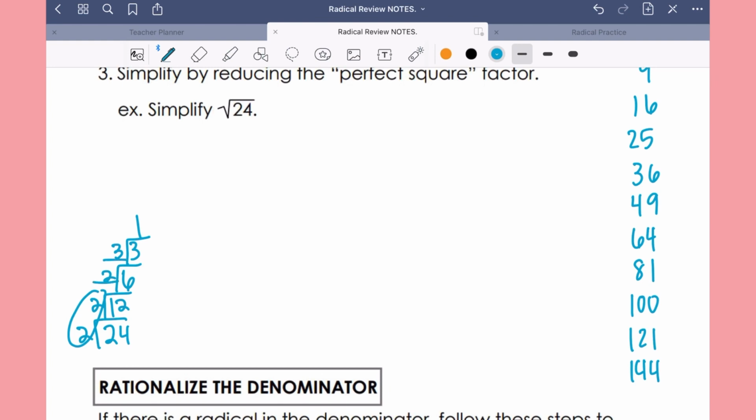You set up your house, your one pair of 2s on the outside, a single 2 inside, and a single 3 inside. And that simplifies to 2 square root of 6, okay? Now, I did that pretty fast. But if you know that the birthday cake takes too long for you, or you get confused on what to pair or anything like that, it's okay. I'm going to show you this method.